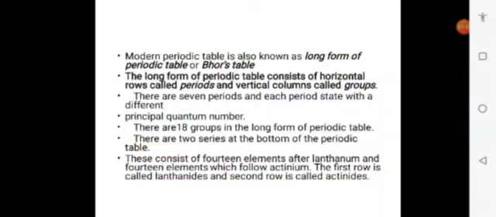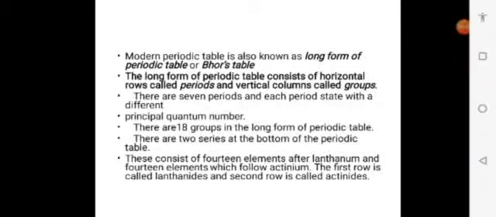The long form of the periodic table was developed by Bohr, and the modern periodic table is called the long form of the periodic table or Bohr table. In this periodic table, we can see that horizontal rows are called periods, while the vertical columns are called groups. There are 7 periods, and each period starts with a different principal quantum number. There are 18 groups in the long form of the periodic table.